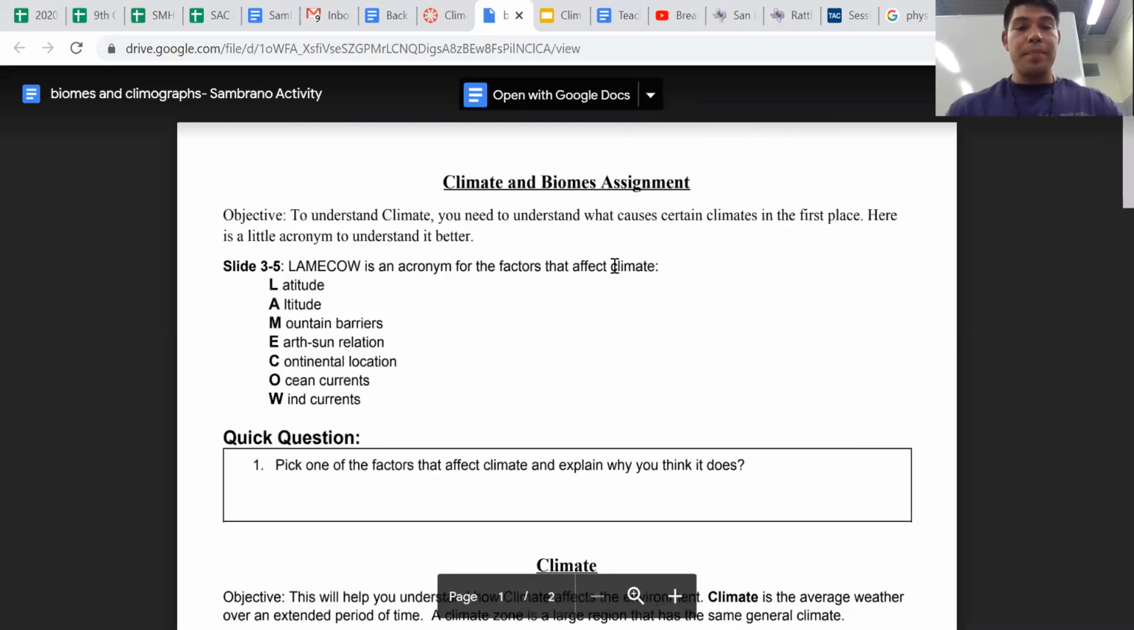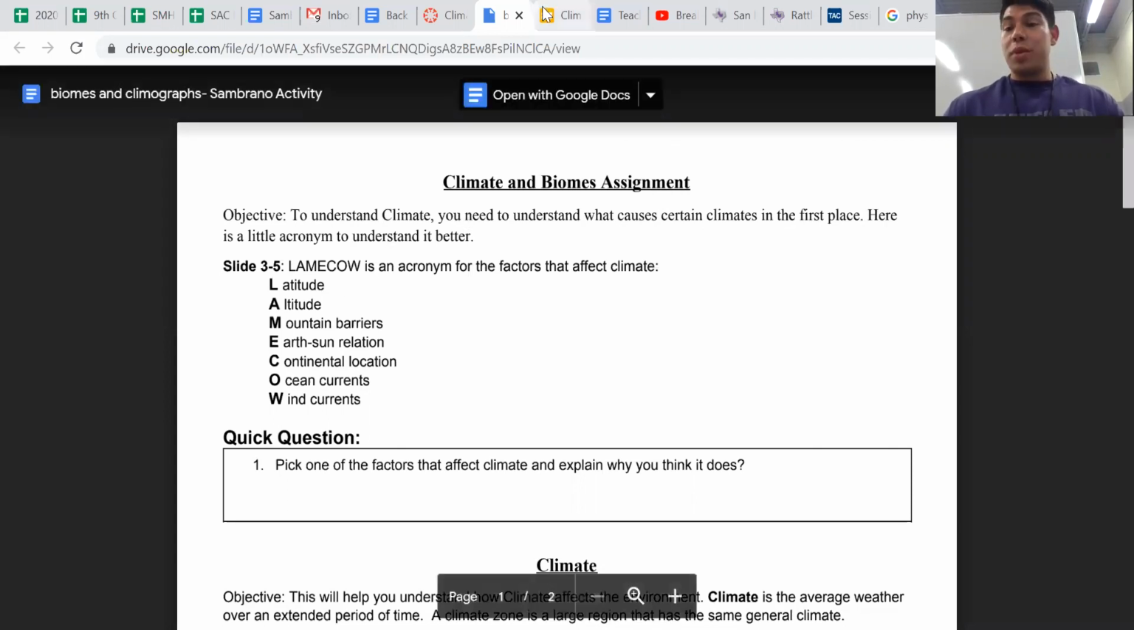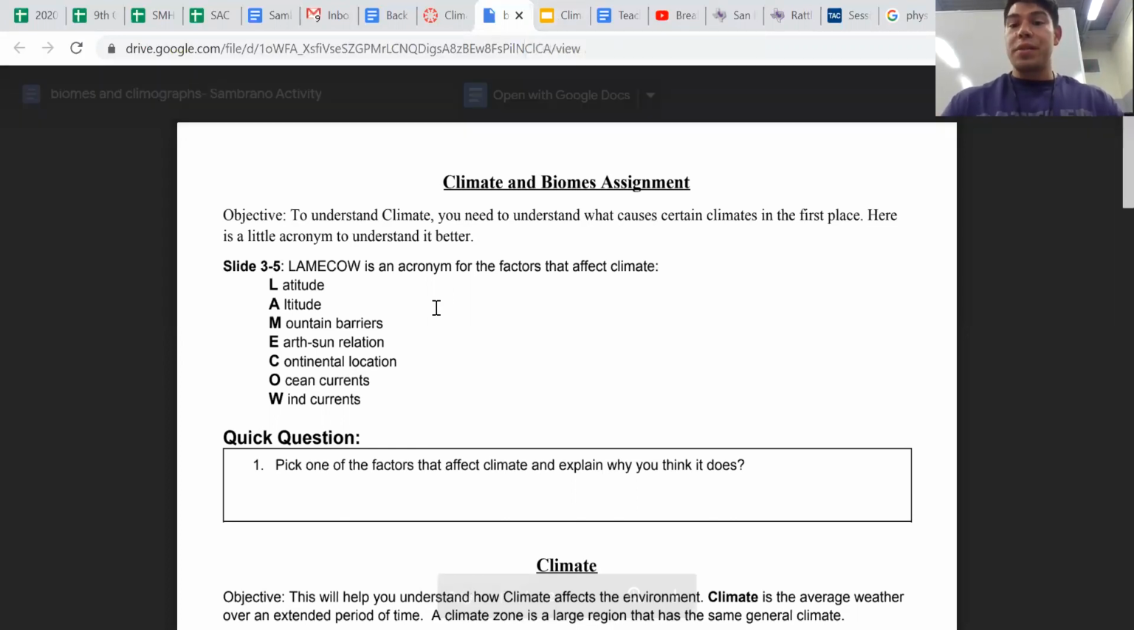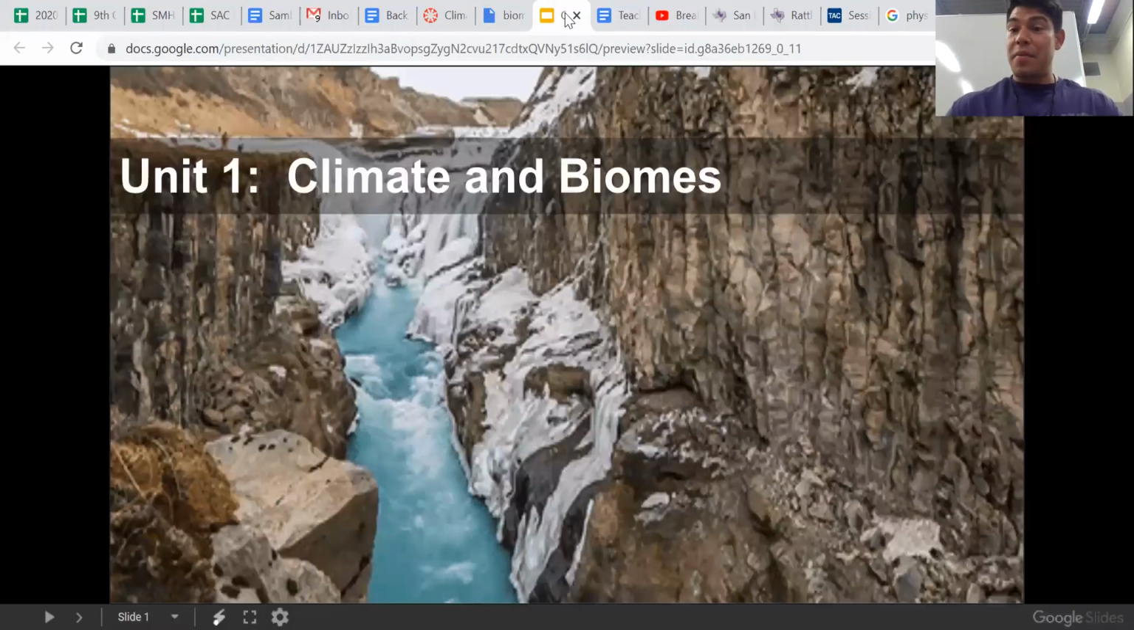This is where you're going to answer a couple questions and you're going to do this assignment along with the PowerPoint. So you're going to go through this PowerPoint to get information, and then as you're going through the PowerPoint, you're going to go back here to the assignment to answer certain questions. In the end of the day, you're going to turn in this assignment, climates and biomes assignment. So make sure you type everything in there.